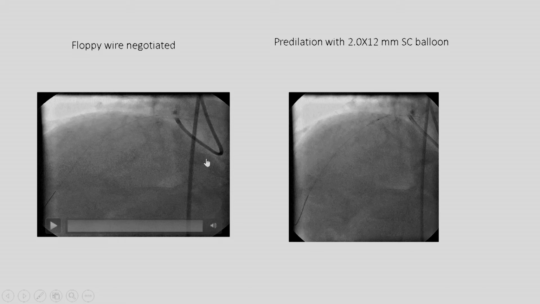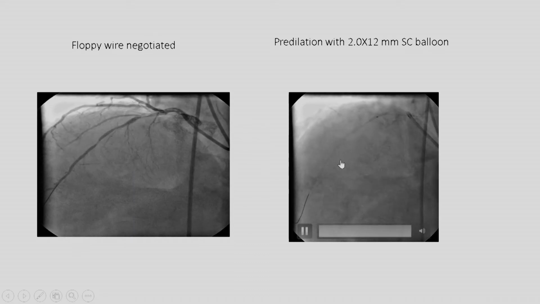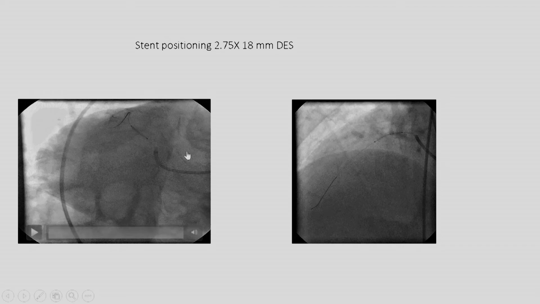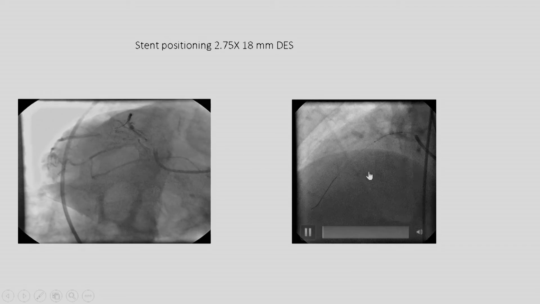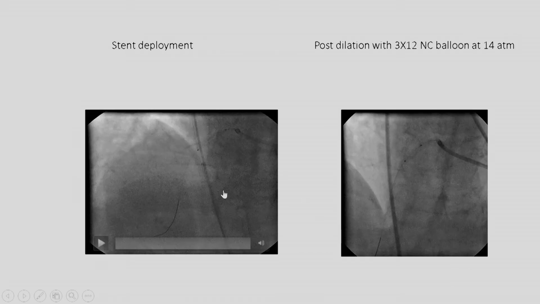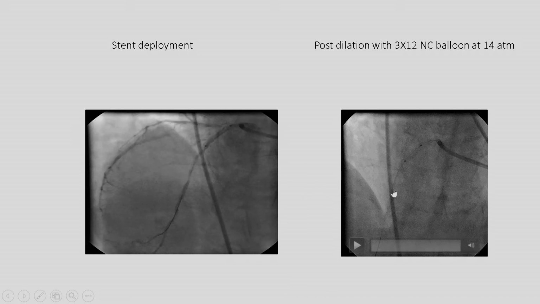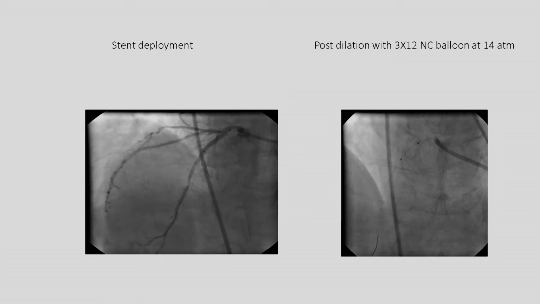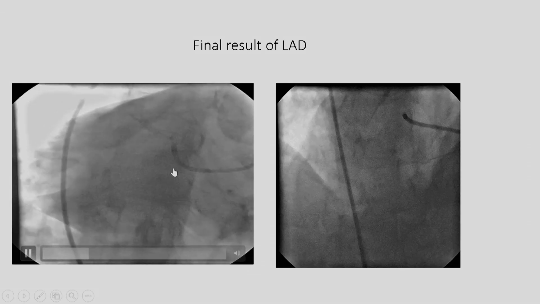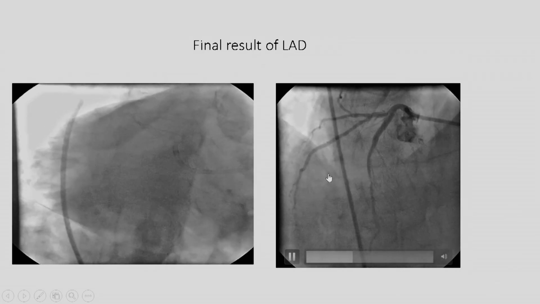For this issue, I discussed with the relatives, because this is a patient of non-STEMI with LAD 90% and RCA CTO. According to the guideline, I wanted to fix the LAD first. Pre-dilated, stent was positioned. Stent deployed. And after that, a 3 into 12 NC balloon was dilated. And this is the final view. You can appreciate the result.